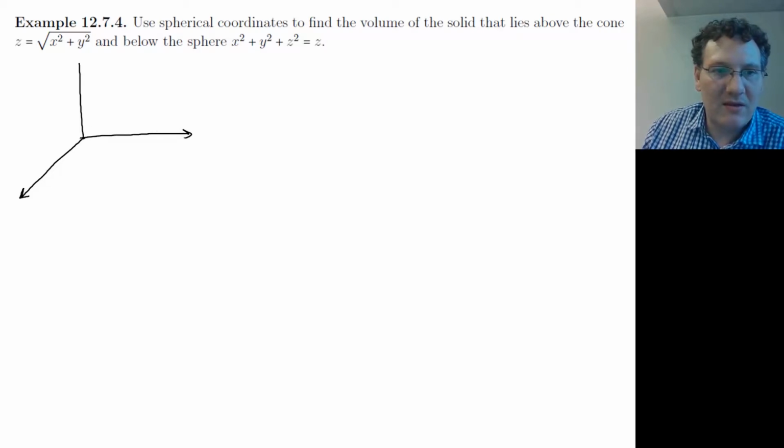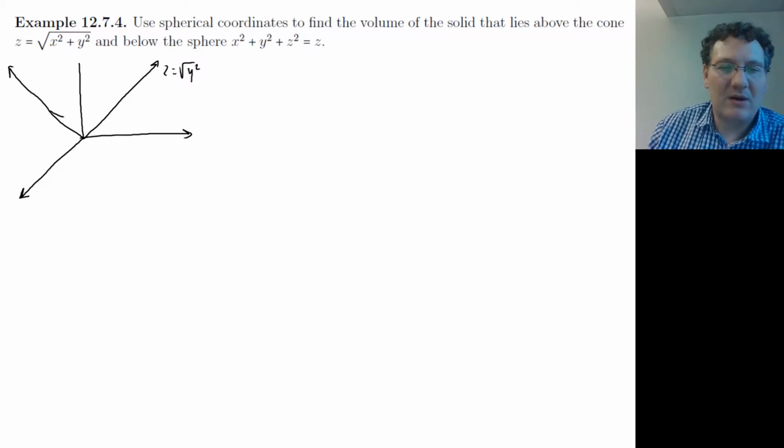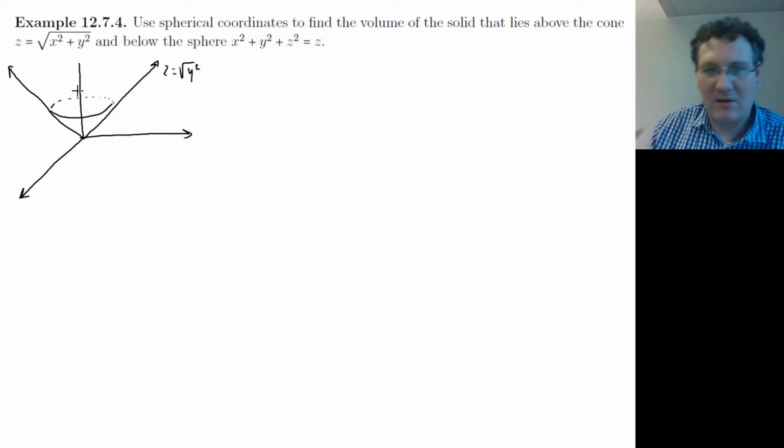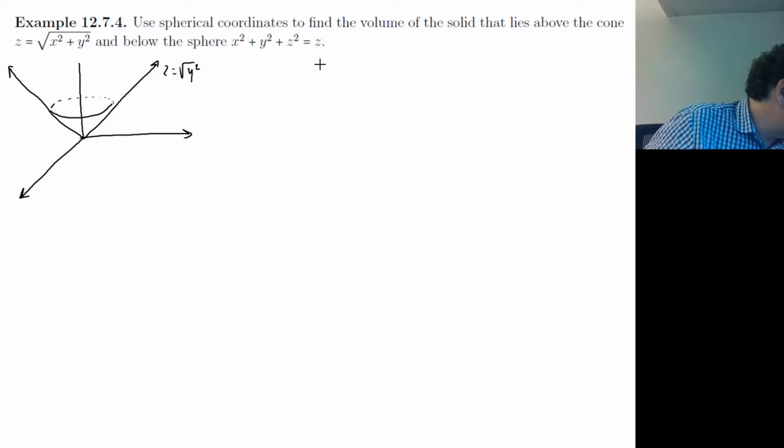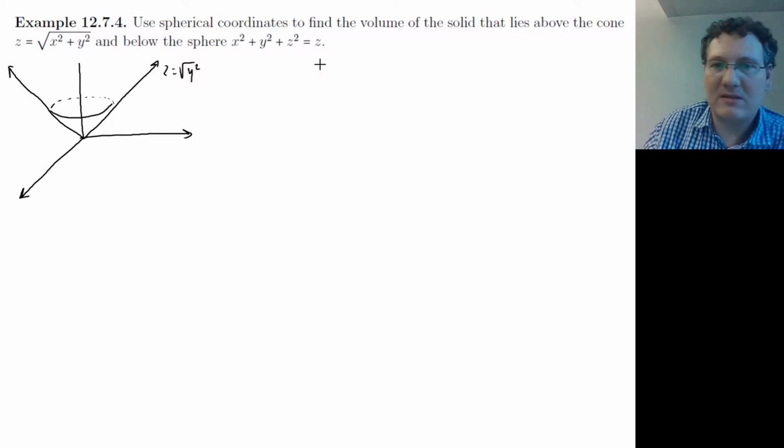I'm going to just draw it on the zy plane. We've got this line, z equals square root of y squared, and that would be rotated around. All right, so this would be a cone going around. Now we're looking at the volume above that, but below a sphere, x squared plus y squared plus z squared equals z.